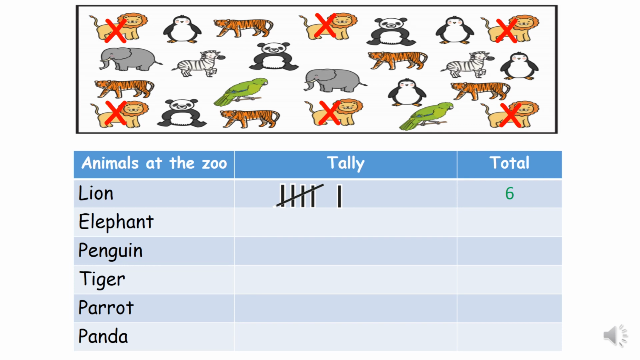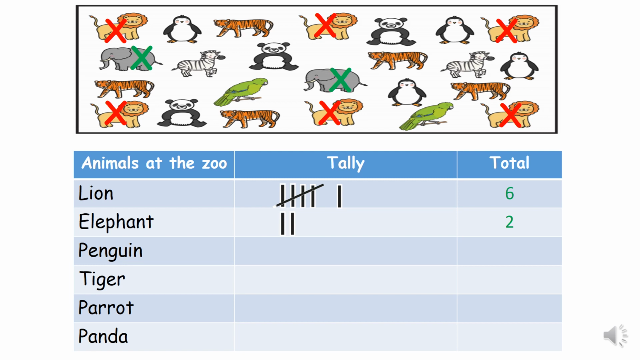Let's move on to another animal in the picture. The next animal on our list is an elephant. So let's count the elephants together. 1, 2. We only had 2 elephants. So I've written the number 2 in my total. Now we need to draw the tally. 1, 2. Because there's only 2, we just draw 2 lines. We don't need to cross a gate for that, just 2 lines.